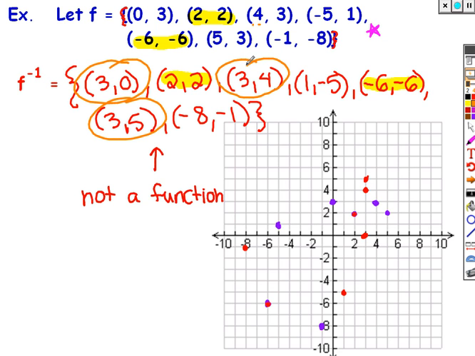I'm inputting 3, and one time I'm getting out 0. Here I'm inputting 3 and I'm getting out 4. Here I'm inputting 3 and I'm getting out 5. So if I input 3, I should always get out the same y value if this is a function.